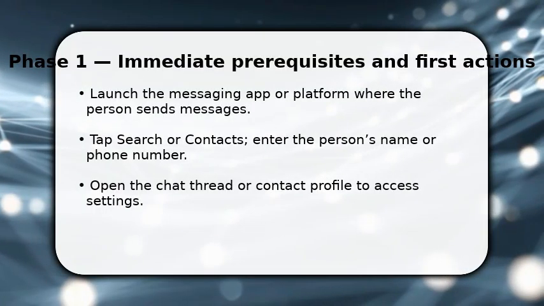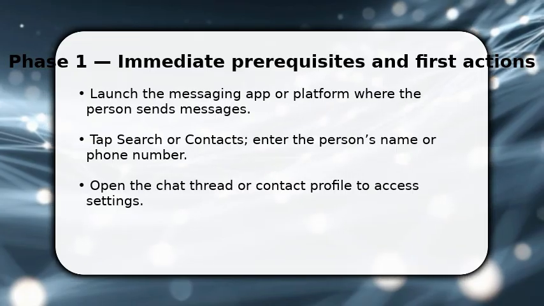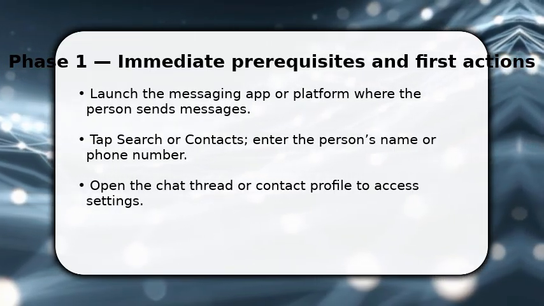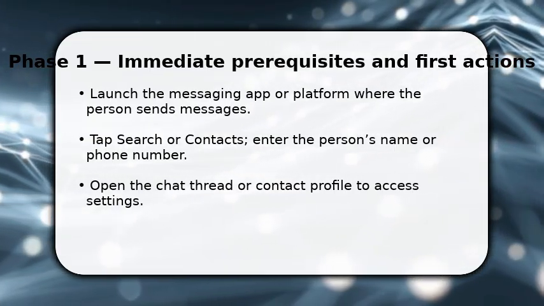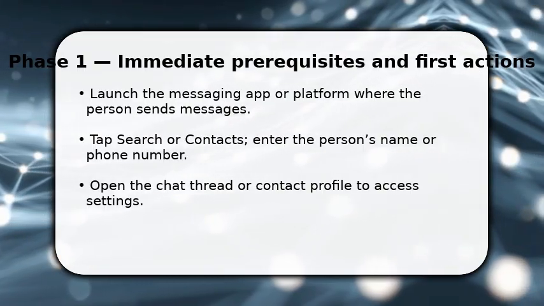You start by opening the app where you get notifications from that person. Once open, go straight to Search or Contacts and type their name. This saves time. Tap the correct result and open the chat or profile. Don't linger on general settings.